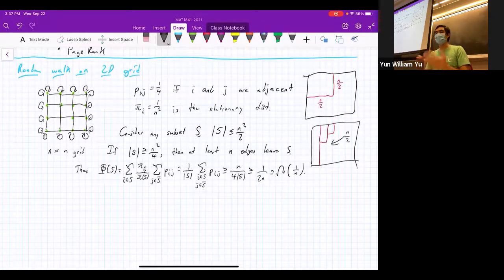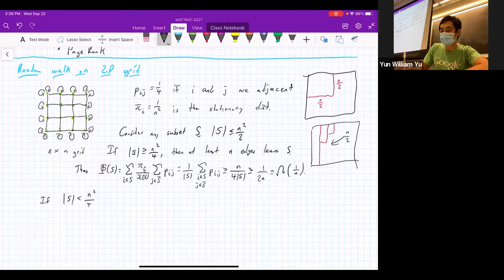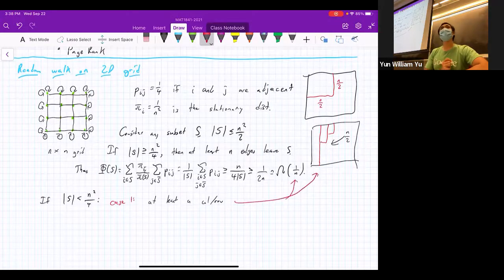Okay, so that's the case where we have at least n squared over 4, but less than n squared over 2 nodes. So let's consider another case. What happens if we have very, very few nodes in here, if S is less than n squared over 4? Well, then there are two cases. Case 1 is you have at least a column or row. Well, if that happens, then you get exactly this situation, and this same logic holds. So we don't have to worry about the set S when it's less than n squared over 4 in that case, because there are at least n edges that leave it, and we can just use the logic of the previous case.